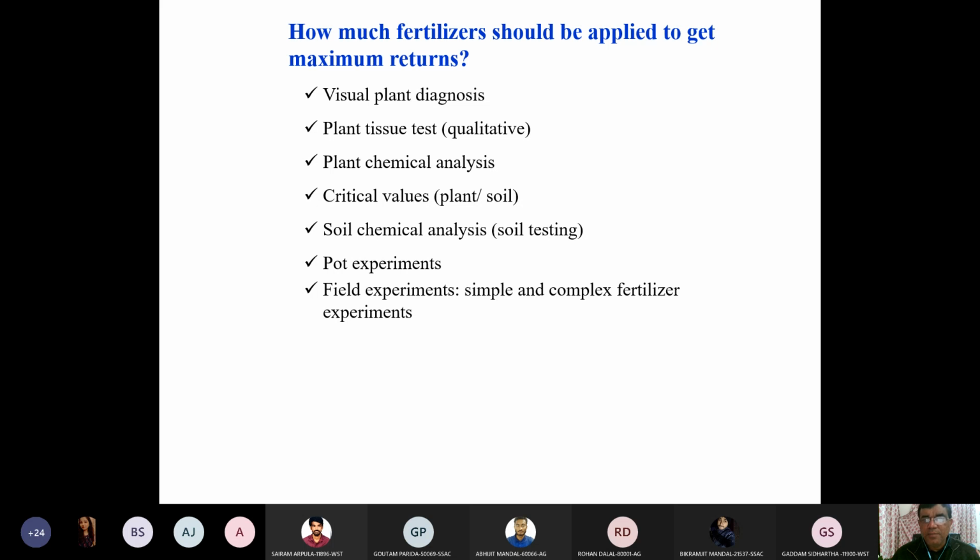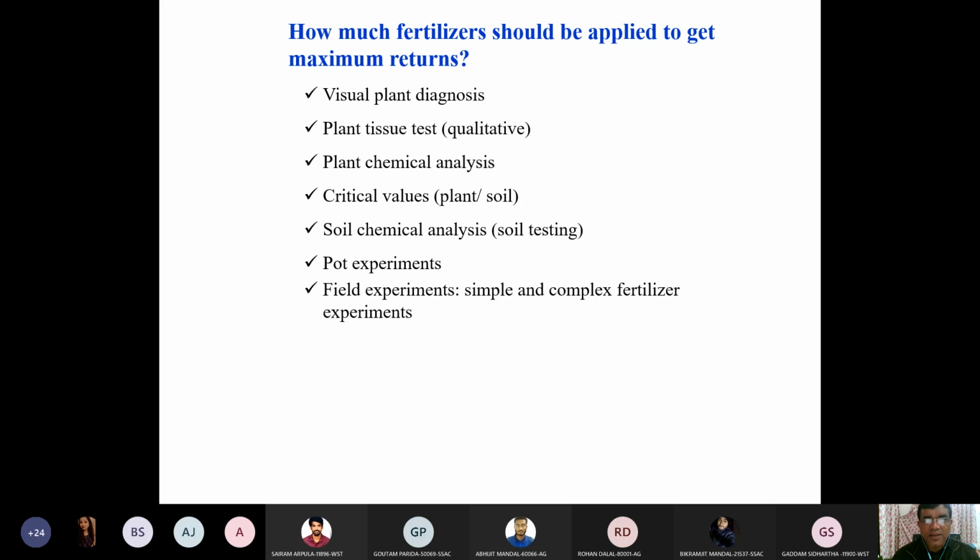Next comes the plant chemical analysis. Here it is quantitative analysis. We can take the plant tissues and those plant tissues can be analyzed for essential plant nutrients, and we can see what is the level of nutrient in the plant. Suppose there is 2% nitrogen in the rice shoots at tillering stage. At tillering stage, suppose there is 2% nitrogen concentration in rice.